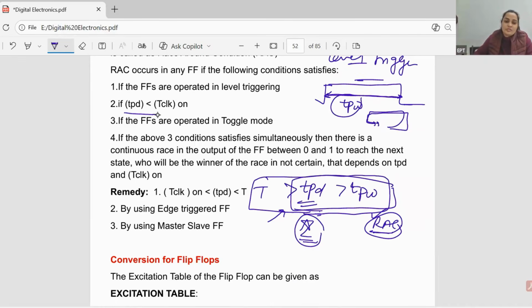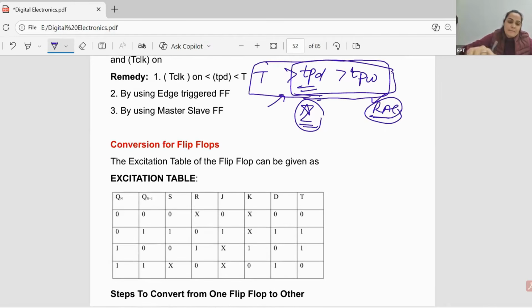Okay, this should be there, right? But TPD is less than TPW, that's why we are having this problem. Okay, so you can use an edge triggered flip flop, or you can meet this condition, or you can use a master slave flip flop. These are the three remedies for this.